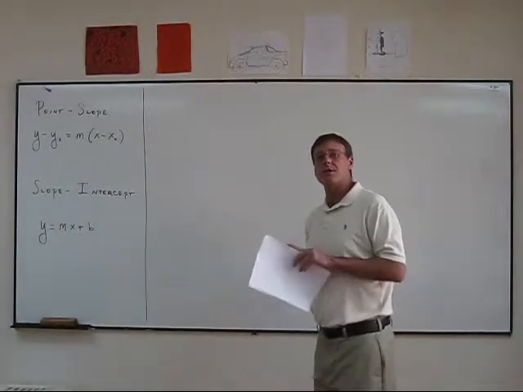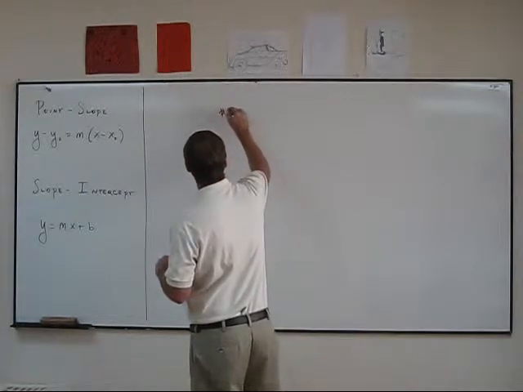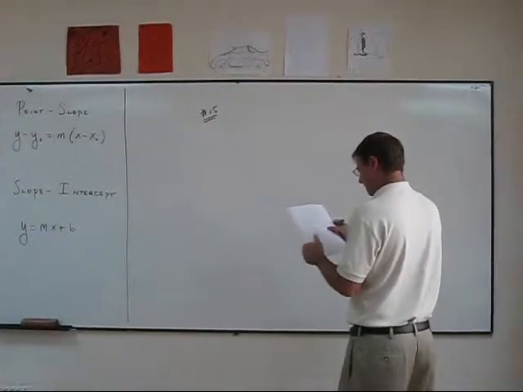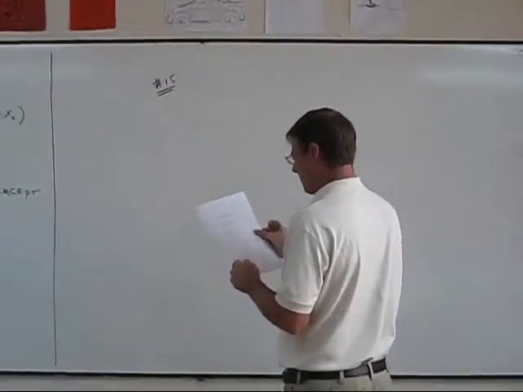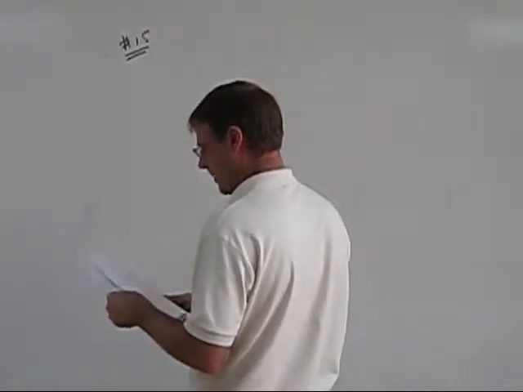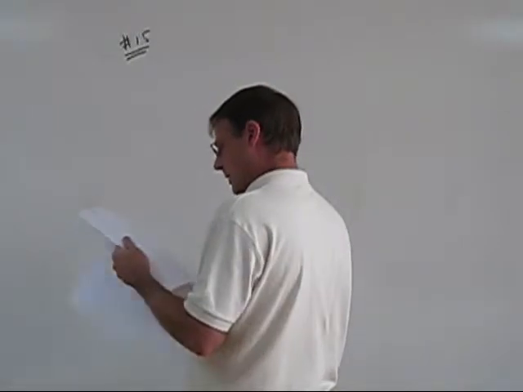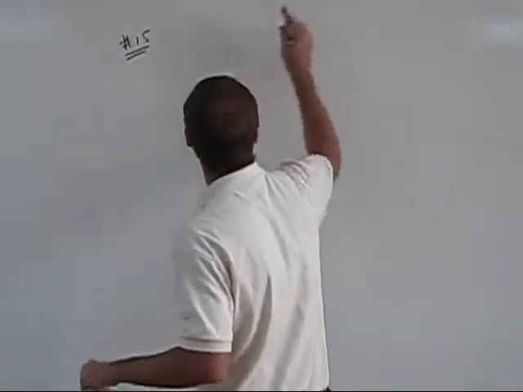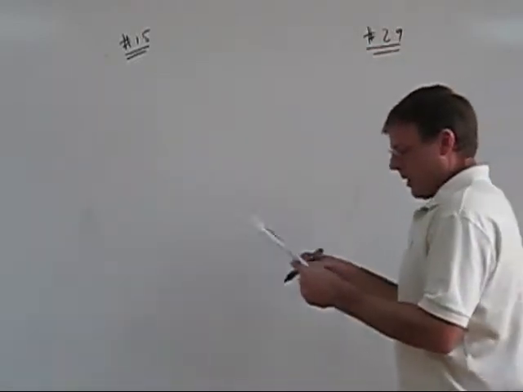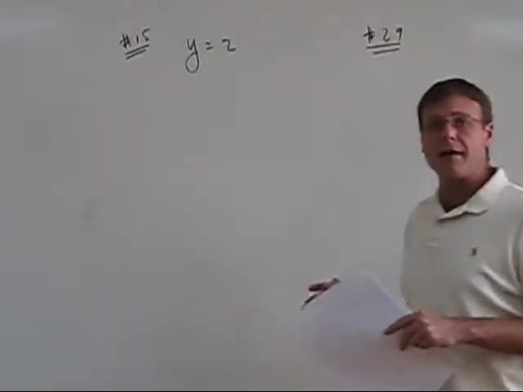Graphing the horizontal and vertical lines. So number 15, and I'll put up number 29 at the same time, so you see them together. Okay, number 15 is y equals 2, and all you're required to do is graph that.